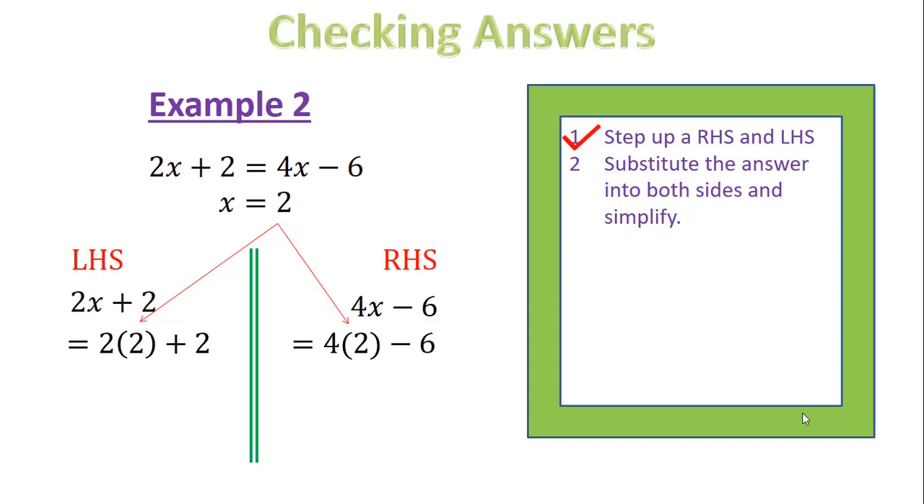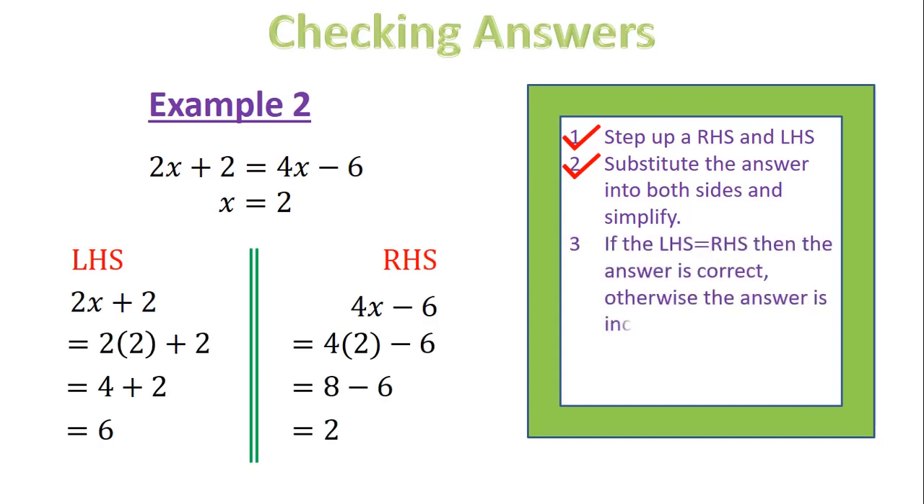On my left-hand side, I have 2 times 2 is 4 plus 2, which gives me 6. On my right-hand side, I have 4 times 2, which is 8, minus 6, which gives me 2. I've substituted the answer into both sides and I've simplified, and so step 2 is done.